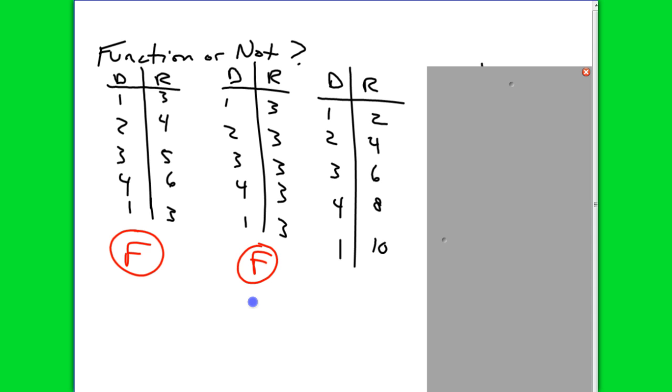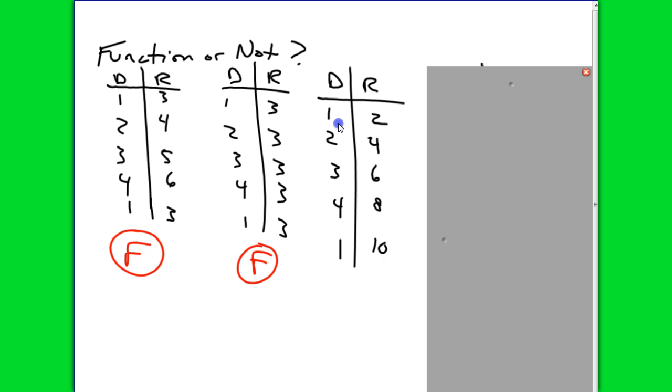How about relation 3 here? Is this a function or not? You may need to pause and take down these numbers. Once again, we have 1, 2, 3, 4, and 1 as our domain. And then we have 2, 4, 6, 8, 10. That feels like a pattern. Functions often do feel like patterns. Is this a function? Go ahead and jot your thoughts down.